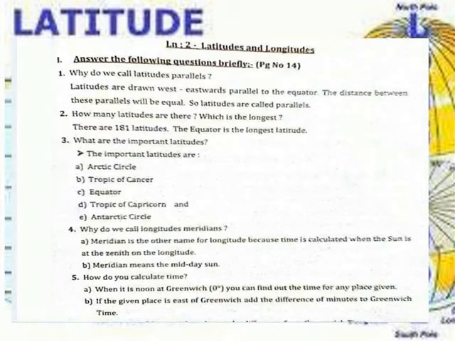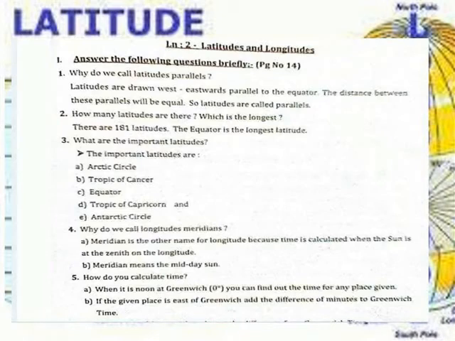How many latitudes are there? Which is the longest? There are 181 latitudes. The equator is the longest latitude. What are the important latitudes? The important latitudes are the Arctic Circle, Tropic of Cancer, Equator, Tropic of Capricorn, and Antarctic Circle.